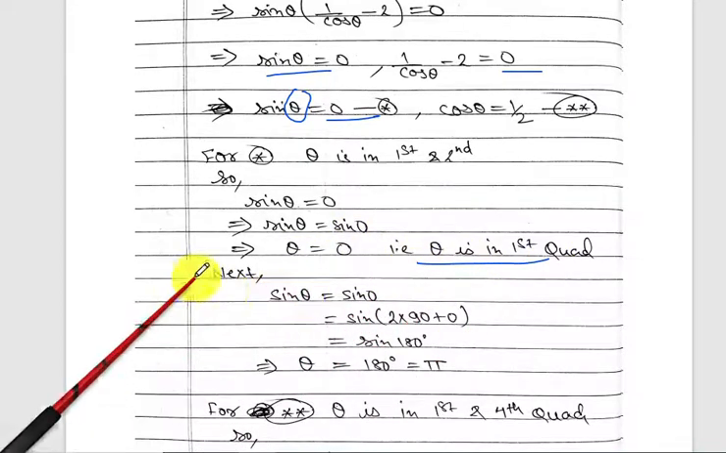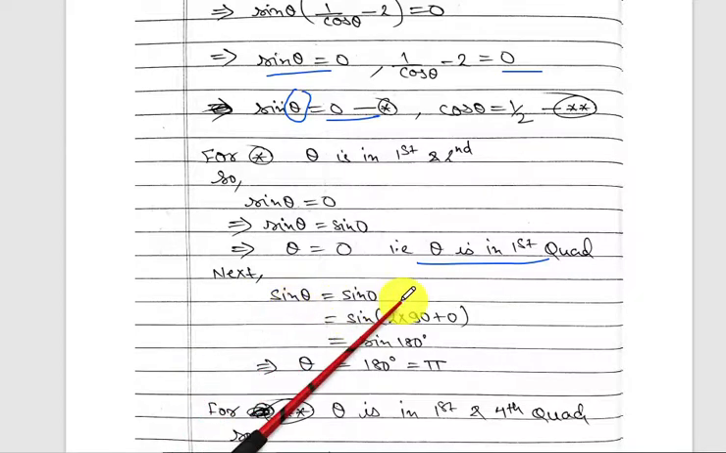For the second quadrant, sine theta equal to sine 0, when we are looking for theta in second quadrant, this sine 0 can be written as sine 2 times 90 plus 0, or you could have written minus 0 also. Okay, so then you get sine 180. Okay, so theta equal to 180, that means pi.